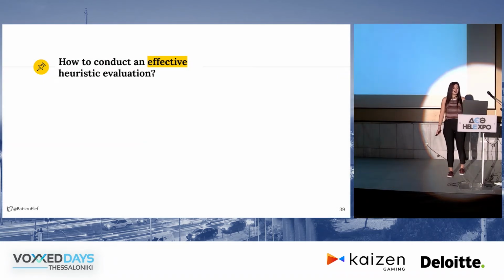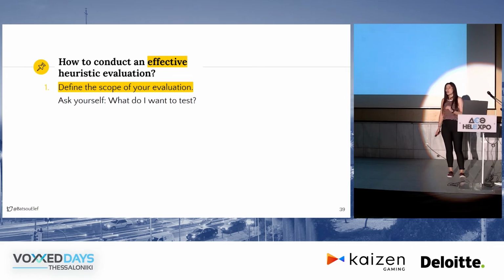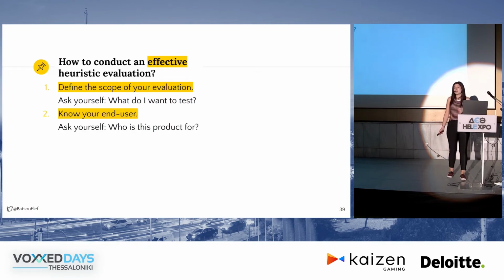Now, before we begin, some questions that we have to ask ourselves or our team or our managers. The first thing is that we should define the scope of our evaluation. So ask yourself, what do I want to test? We will talk a bit about testing, so what do I want to test with my user or with my product? Know your end user, know about who you are working for, know what you want to present to whom, who is going to use that.